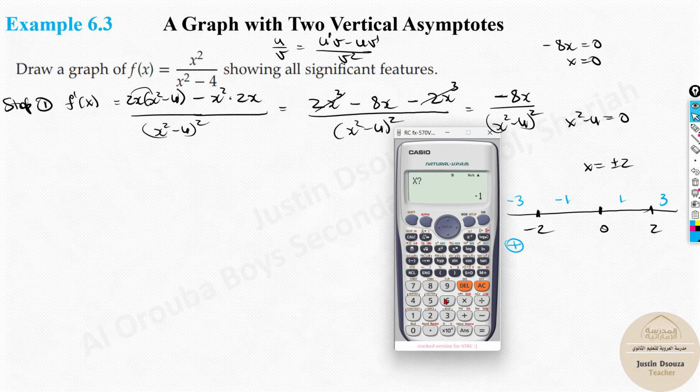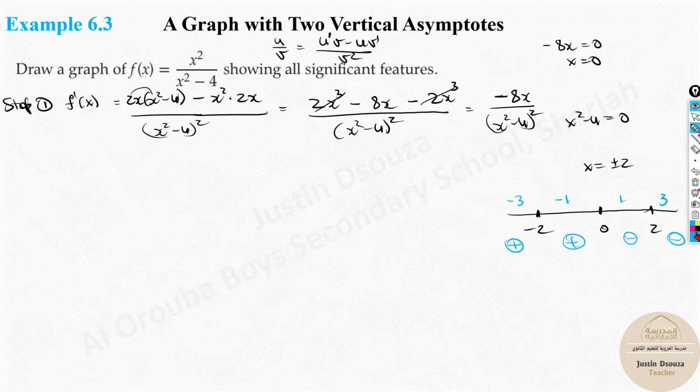We will have to do the other two as well. At 1 it is minus, and the last one it is minus. So it is plus plus minus minus. This is what we get. Now after that, the next step is the double derivative, so this will be step 2. Step 1 is finding the x values, step 2 is the number line graph.